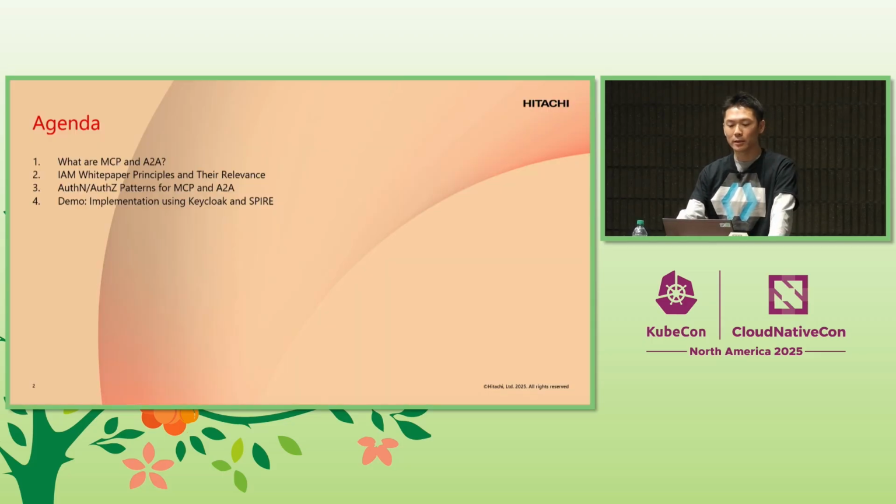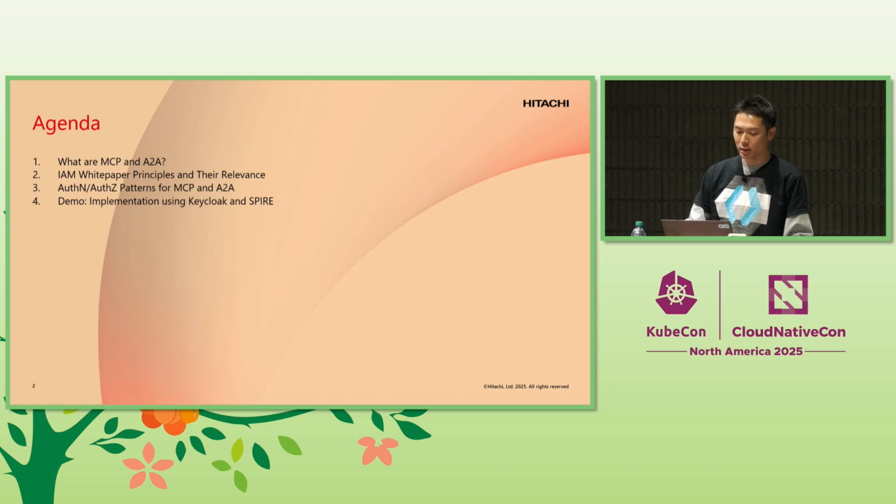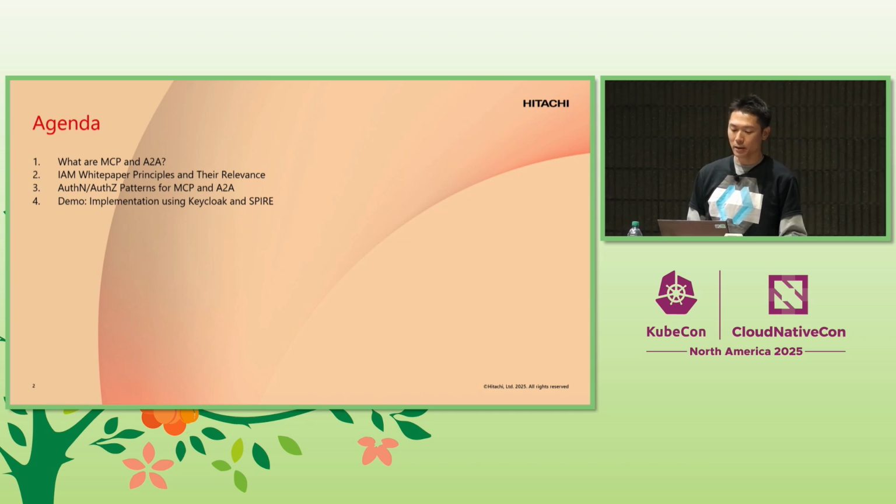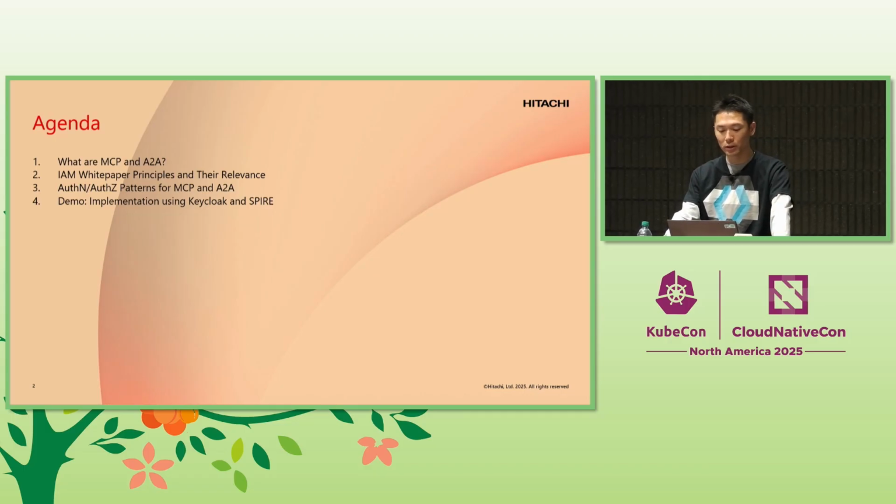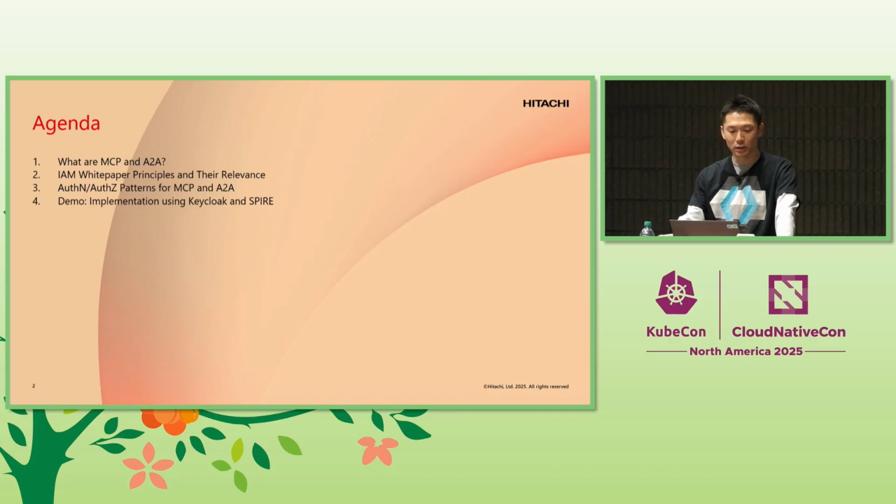So this is today's agenda. First, I'll explain what MCP and A2A are and why they emerged. Next, I'll introduce the CNCF IAM white paper principles and discuss why they matter for agents. Then I'll present concrete authentication and authorization patterns for MCP and A2A. Finally, I'll provide a demo showing these ideas in action using Keycloak and SPIRE.